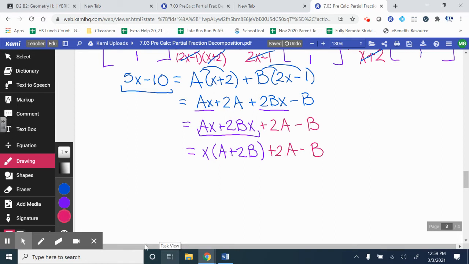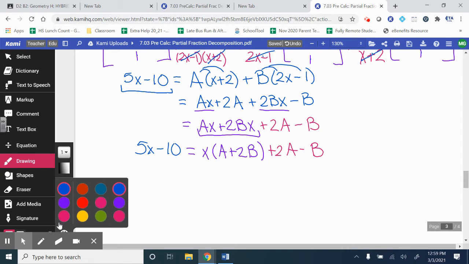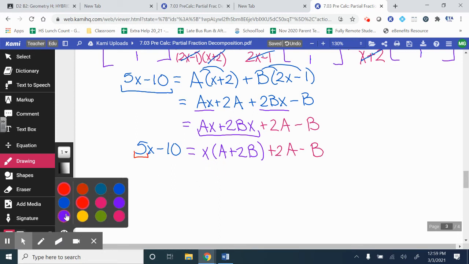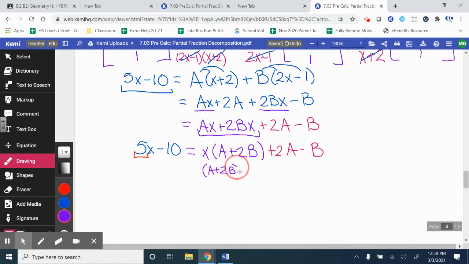All right, so over here I have 5x minus 10. I want to match these up. Over here I have a 5 as a coefficient in front of x. Here I could rewrite this as a plus 2b times x. This is the same thing as saying a plus 2b times x, because multiplication is commutative. I'll finish writing that out.